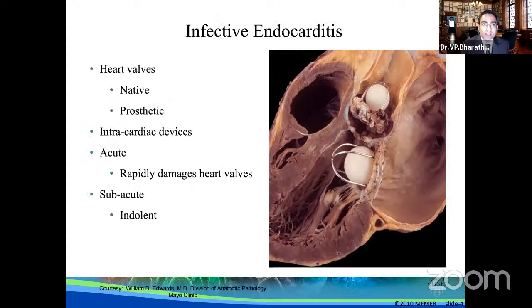So infective endocarditis, it's a very rare but serious infection of the heart. It can involve the native valve or the prosthetic valve. It can be acute, rapidly damaging the heart valves, or it can be subacute, resulting in indolent manifestations.